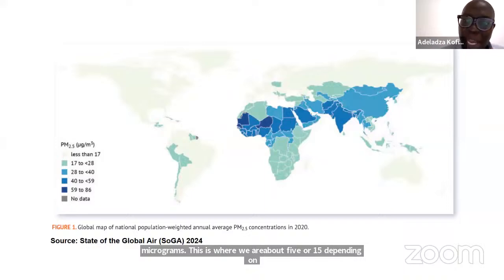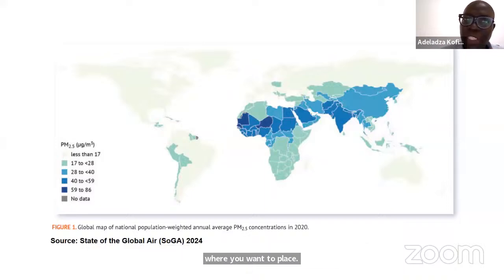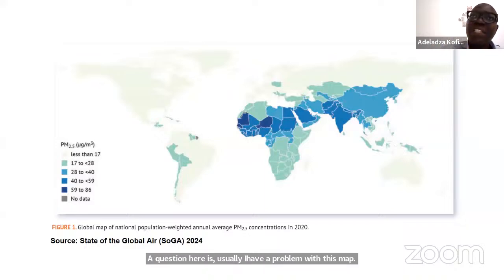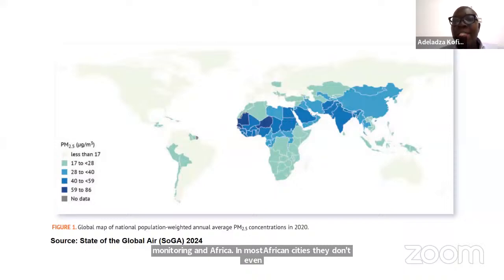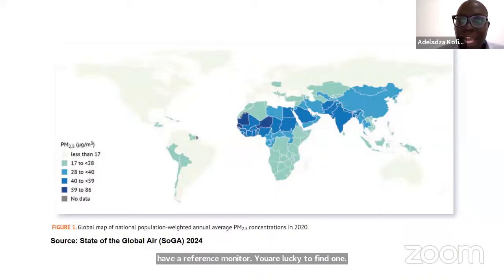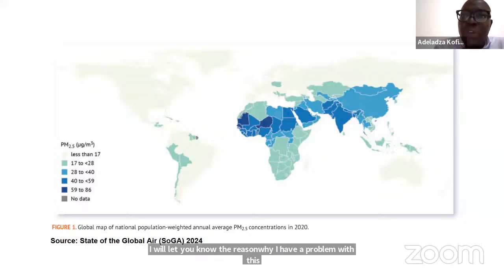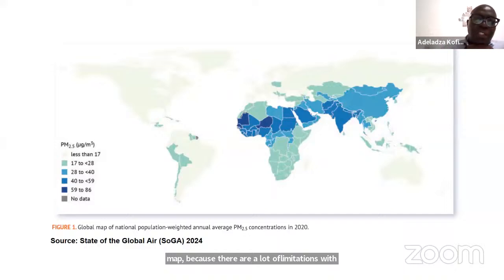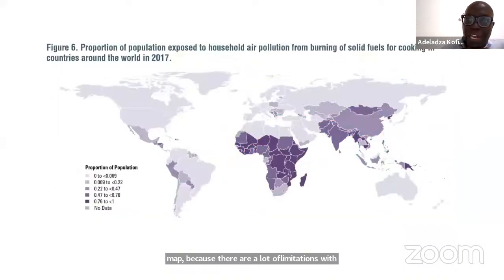But usually I have a problem with this map. The problem I have is that we have very limited ground monitoring installation in Africa. In most African cities you go, they don't even have a reference monitor. You're lucky to find one. So where are these estimates generated from? They are generated from satellite data. I'll come to satellite data and let you know why I have a problem with this map, because there are a lot of limitations associated with satellite-derived PM2.5 data. But in an environment where we do not have data, this is fine. So this is the story of sub-Saharan Africa as we speak.